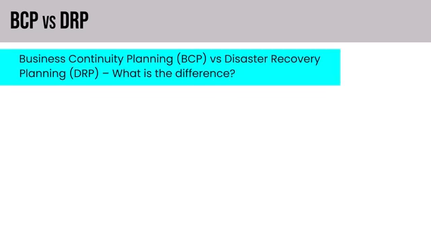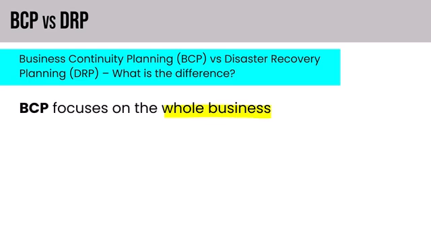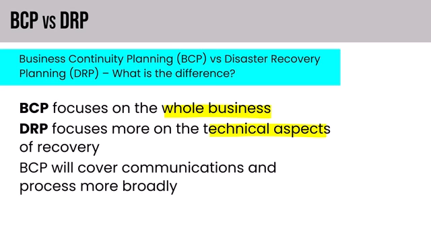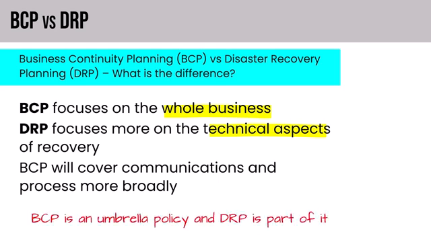So what's the difference between business continuity planning and disaster recovery planning? Well, business continuity planning focuses on the whole business, whereas disaster recovery planning focuses more on the technical aspects of recovery. Business continuity planning will cover communications and process more broadly. Basically, business continuity planning is an umbrella policy, and disaster recovery planning is part of it.